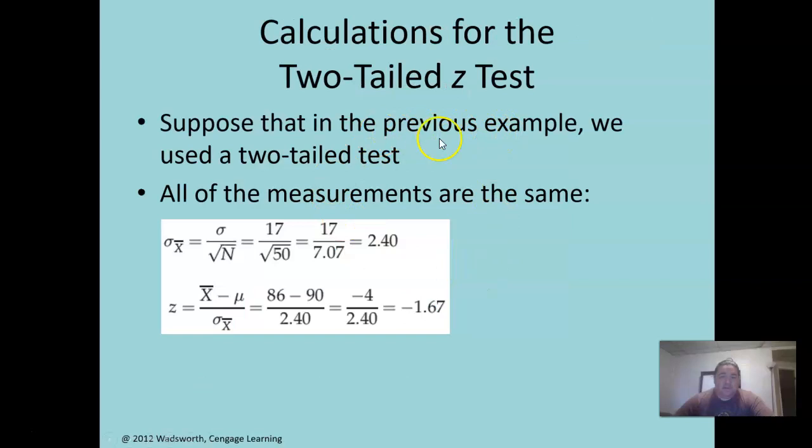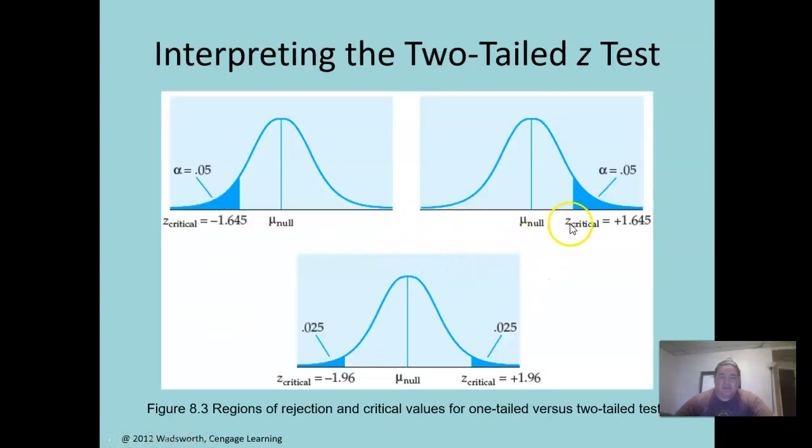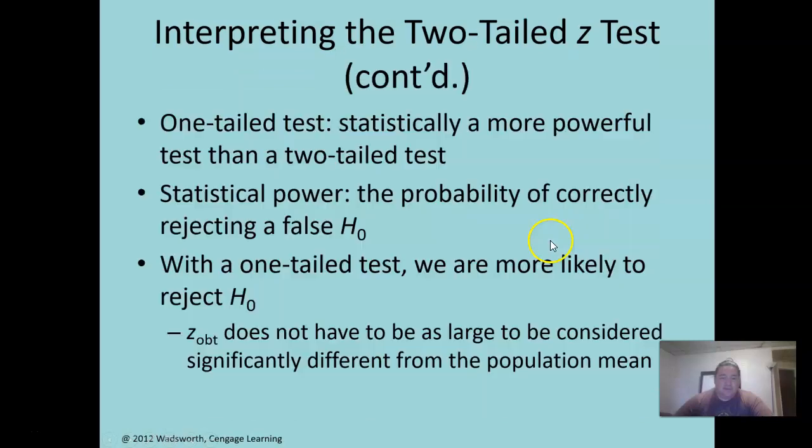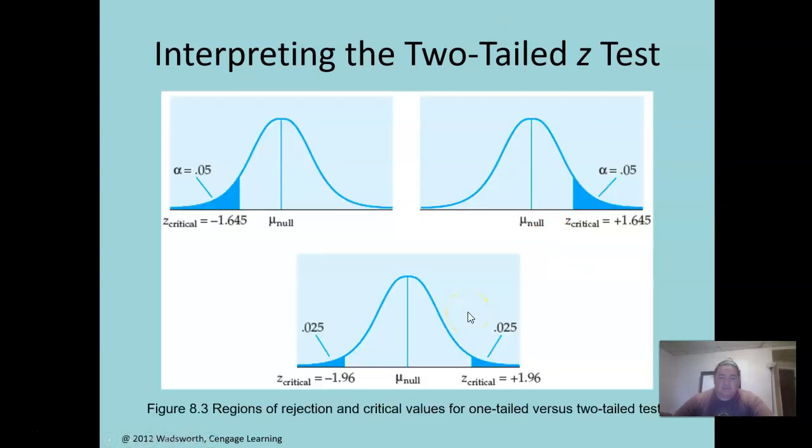So suppose that in the previous example, we do a two-tailed test. All of the measurements are the same. But now, when we look at the test statistic, we are looking at the alpha, which is the amount of error that we're allowing for to be 0.05. And over here you have 0.05. But because it's doing a two-tailed, we're going to double the alpha. So now it becomes 0.025 is the critical value. And so that is going to make it from 1.645 to plus 1.96.